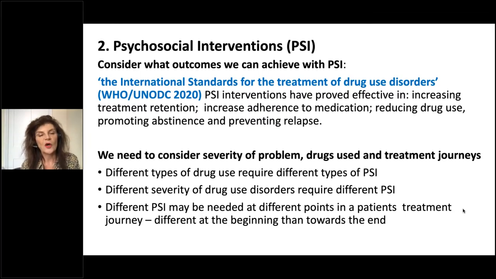So we know that different types of drug use require different types of psychosocial intervention. We know that different severities of drug use disorders may require different types of psychosocial intervention. And we also know that different types of psychosocial intervention may be needed at different points in the patient's treatment journey. So what they get at the beginning of their treatment may be very different to what they get at the end of their journey.